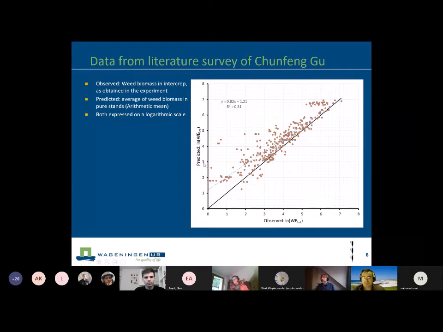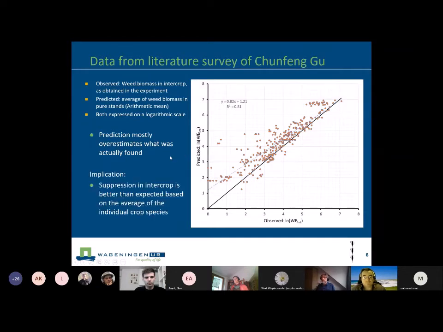This is expressed on a logarithmic scale because there was a huge difference in the amount of wheat biomass that was observed in the different crops and in the different intercrops. Now, what we note here, what is very obvious, is that the prediction mostly overestimates what was actually found. And that implies that the suppression in intercrop is much better than expected based on the average of the individual crop species. That's very promising, right?